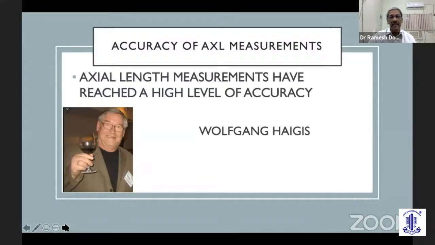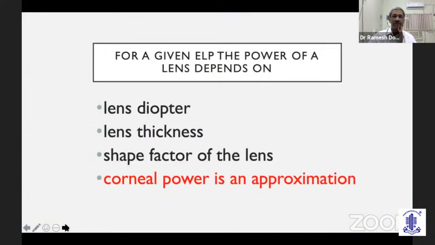Last year, Bullock and Hayes remarked that axial length measurements have reached a very high level of accuracy, and today we can actually measure the variations in the axial length in different parts of the day. It's unlikely that these measurements can become more accurate in a meaningful way.